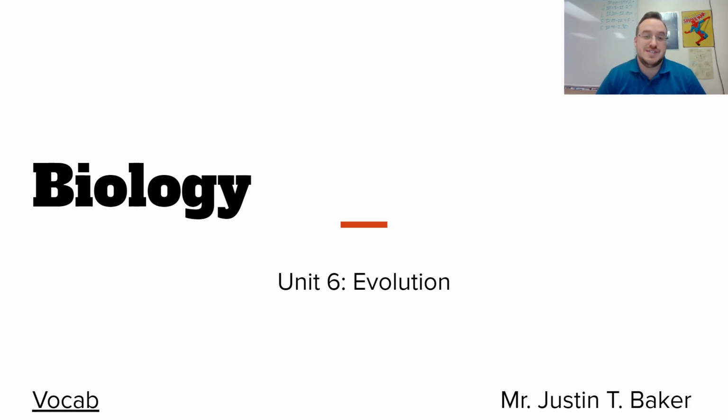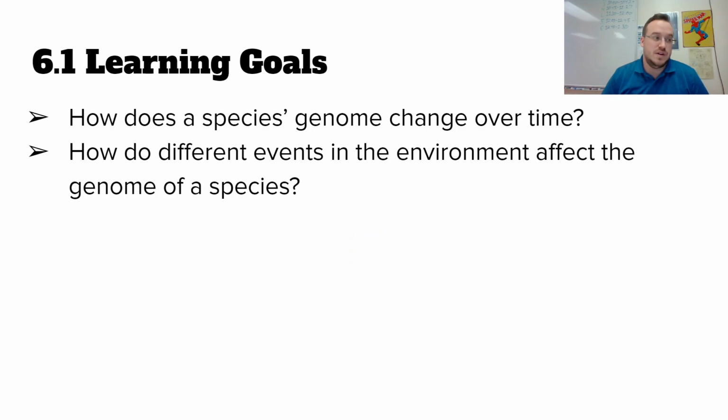This is Unit 6 for my class, and we're going to talk about evolution, specifically something called microevolution this unit. And as always, if you've got access to my slides, there's a copy of the unit vocab in the corner of this one. Right. So our learning goals as we start off this unit are: how does a species' genome change over time, and how do different events in the environment affect the genome of a species?